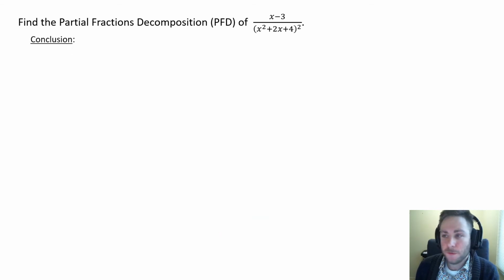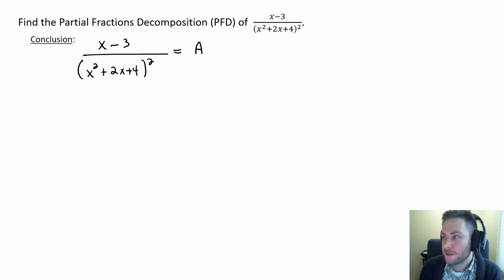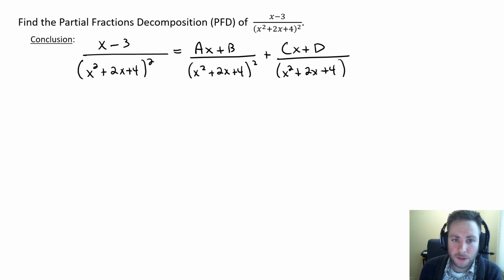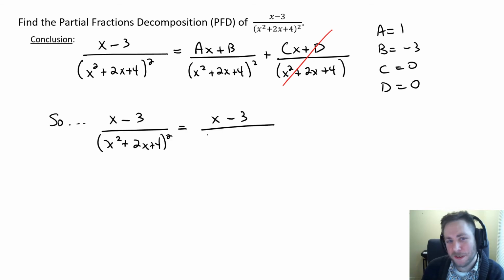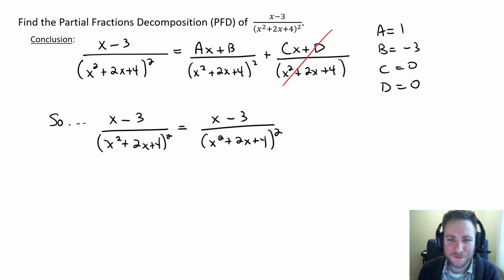And now we're ready to form our conclusion. We predicted this as the form of our PFD, and we found these values of the unknown constants. Now, since both c and d are 0, this second term may as well disappear entirely, leaving us with this incredibly amazing result for our PFD. This was a lot of effort just to show that something is equal to itself.